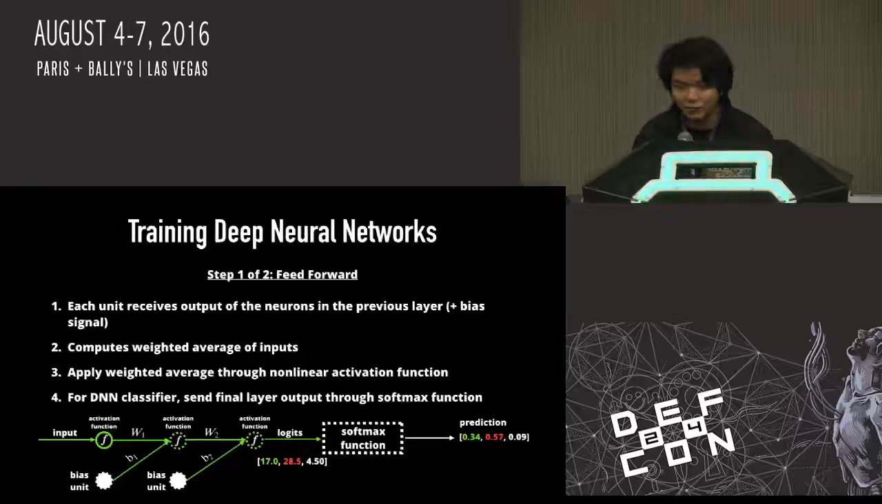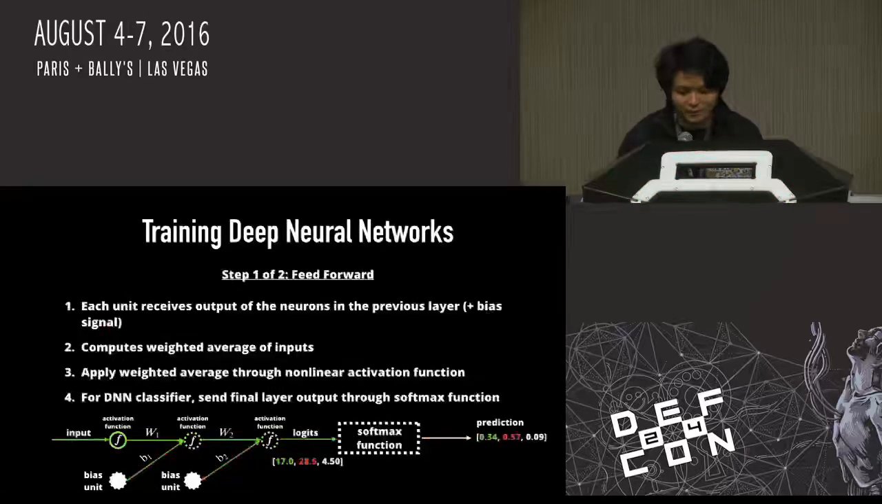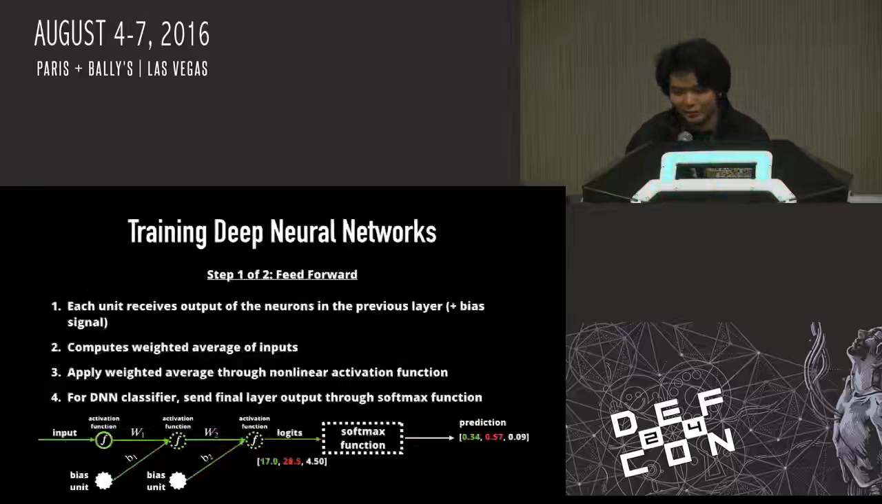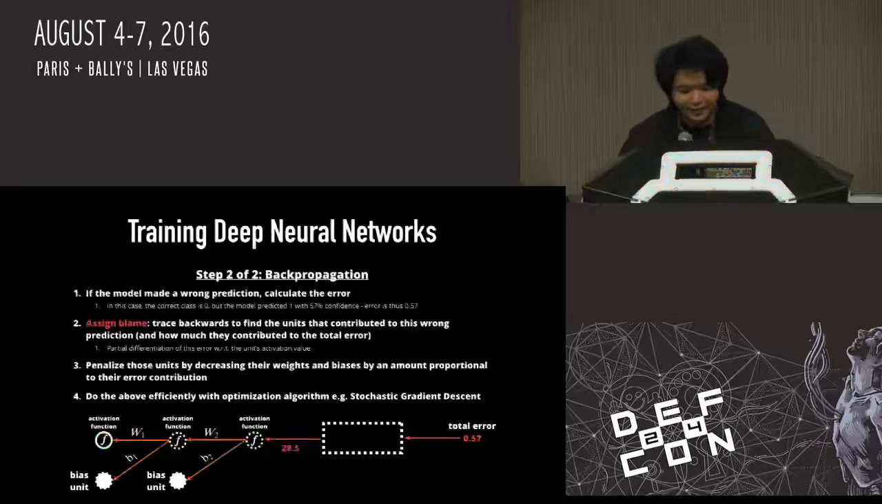However, that is wrong in our case. According to the labels, because this is training, so you know the labels, the error is 0.57, because the ideal case would be that you predict with probability 1 that the output is actually 0. So you feed it backwards.